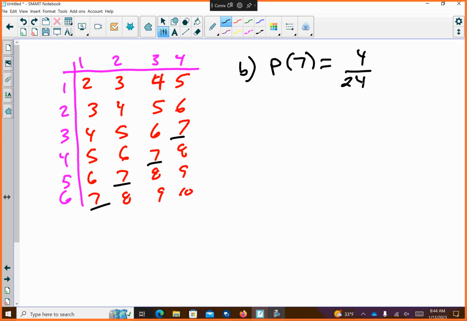Again, I could reduce it if I wanted to, but I'm not going to worry about it. Letter C. What is the probability of rolling a difference of 2?